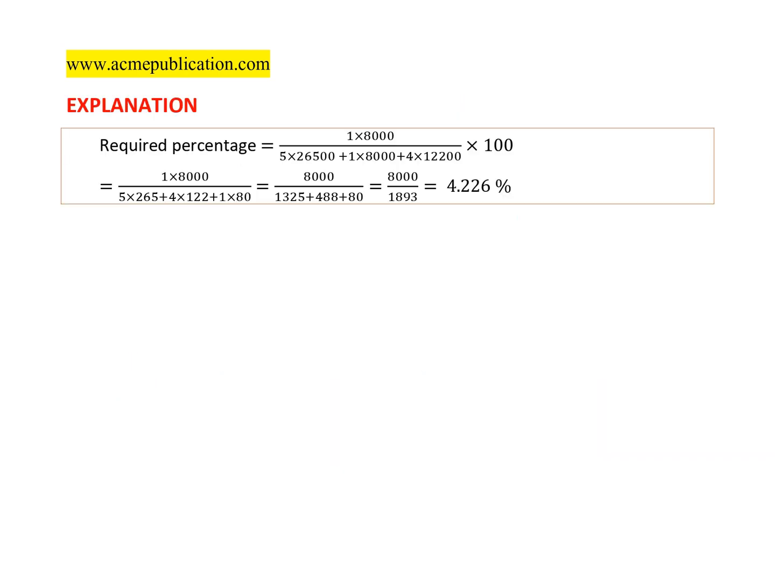For calculating the required percentage, we will take ratios of selling price of cooler, fan and ACs. So the equation will be 1 multiply 800 upon 5 multiply 26,500 plus 1 multiply 8,000 plus 4 multiply 12,200, multiply 100. So by solving this equation, we will get the required percentage 4.226%.